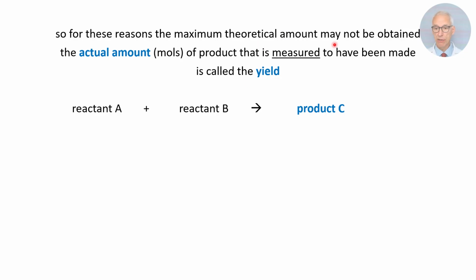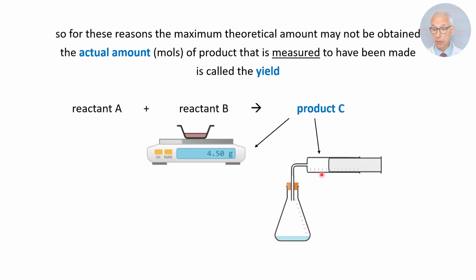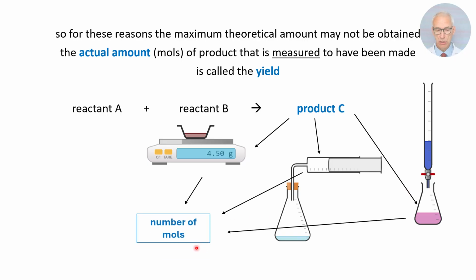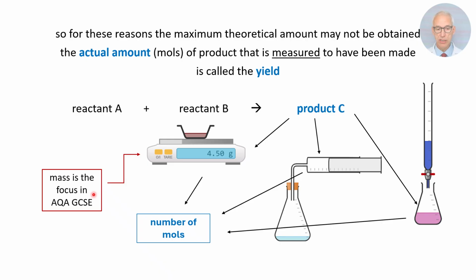So we have the maximum theoretical amount, that's a calculated value based on the balanced chemical equation and the starting amounts. The actual amount of product that is measured to have been made is called the yield. Of course, that measurement could be in grams, it could be a volume of gas, it could be a volume of solution. All of those properly converted into numbers of moles. But at AQA GCSE, the focus is very much on measurements of yield in terms of the mass of the product.